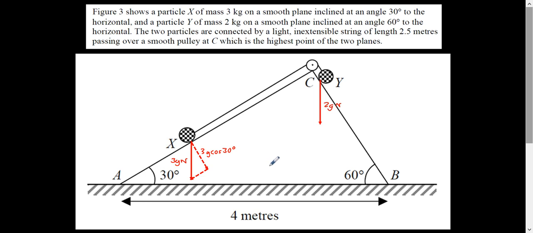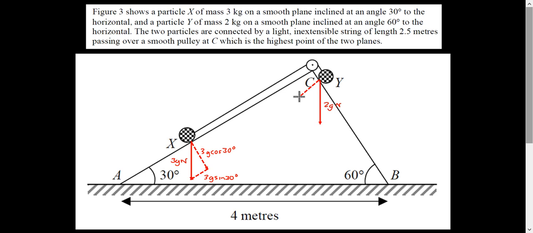And again, standard. You've done this a lot when you've been resolving forces on inclined planes. This parallel force, therefore, is going to be 3g multiplied by sin 30. So this 3g has now been resolved into its perpendicular and its parallel components. We do the same thing for particle Y.